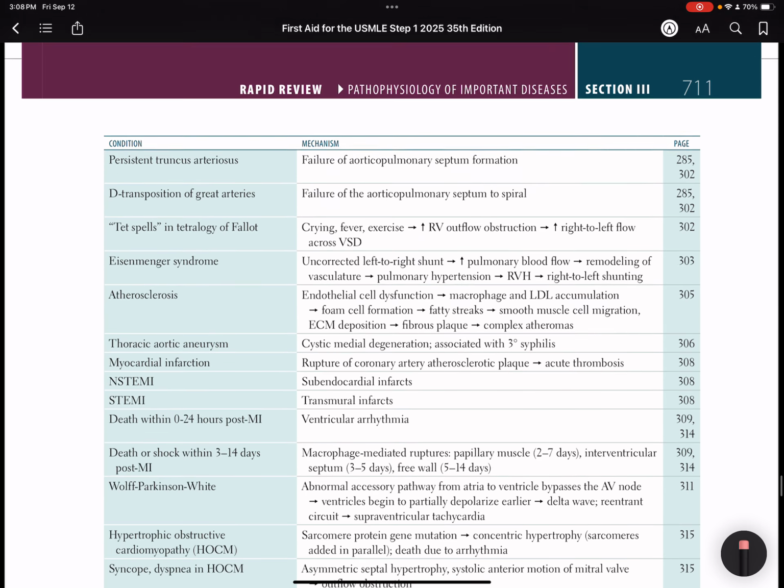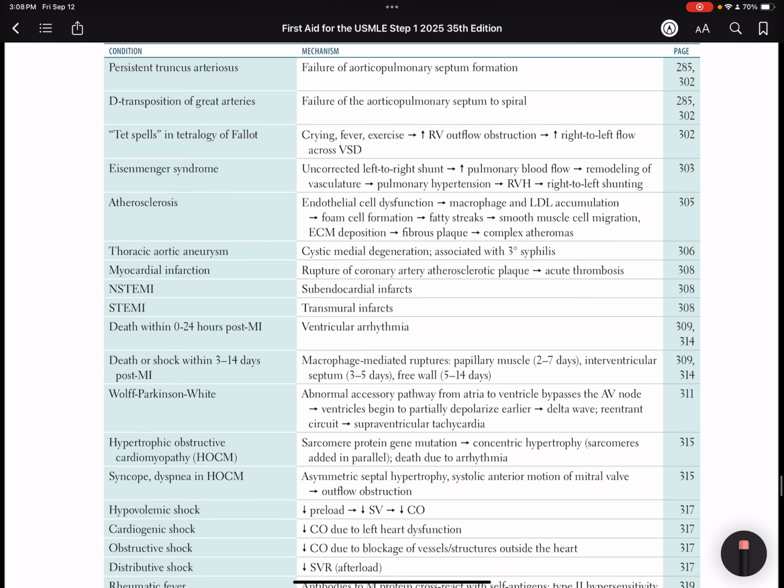Next would be persistent truncus arteriosus. What causes persistent truncus arteriosus? Failure of aorticopulmonary septum formation. Next condition is transposition of great arteries. This is because of failure of the aorticopulmonary septum to spiral.